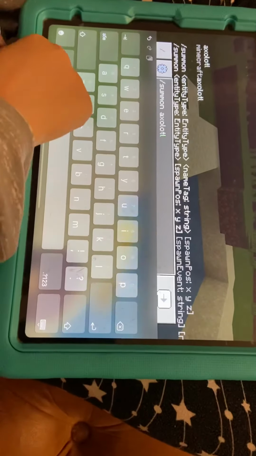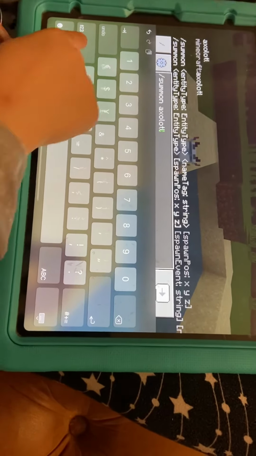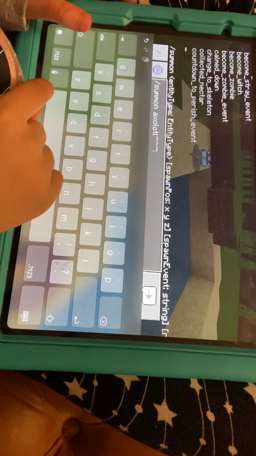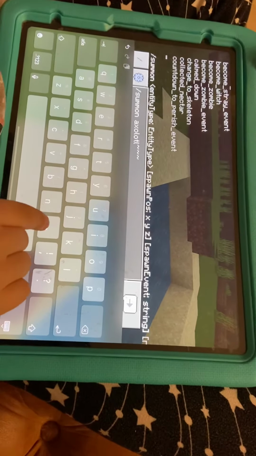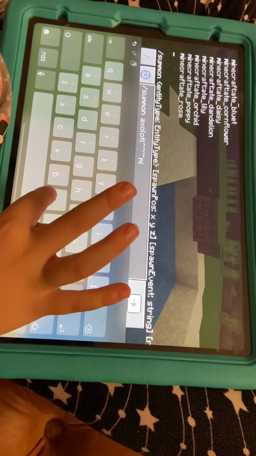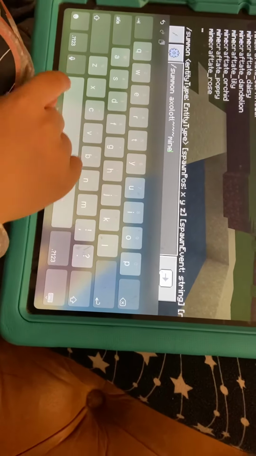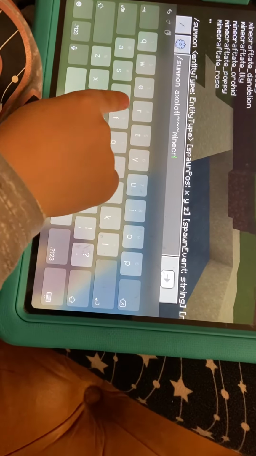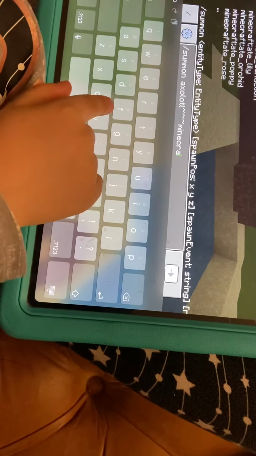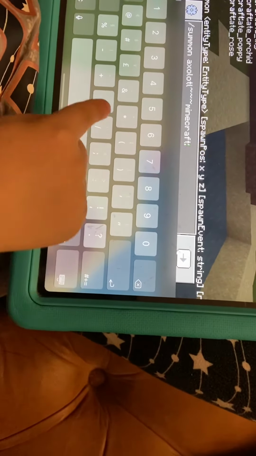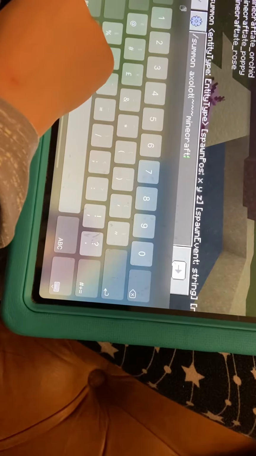Axolotl, and then you're gonna do some tildes. Where are the tildes? There they are. Want three tildes. And then you're gonna do Minecraft. Minecraft, and then you're gonna find these two dots, these ones right here, and then you're going to write entity.